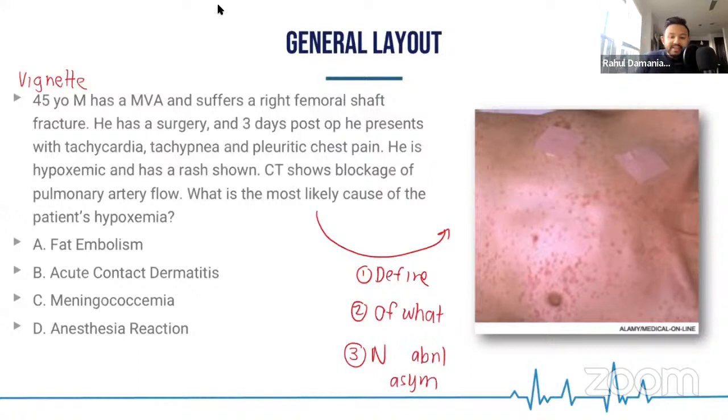What we'll then do is take this vignette and picture and jump into some integrative content review so that you are going to stay active and engaged. If you all are sticking with me right now, go ahead and type in yes into the chat box just to make sure that you are paying attention.